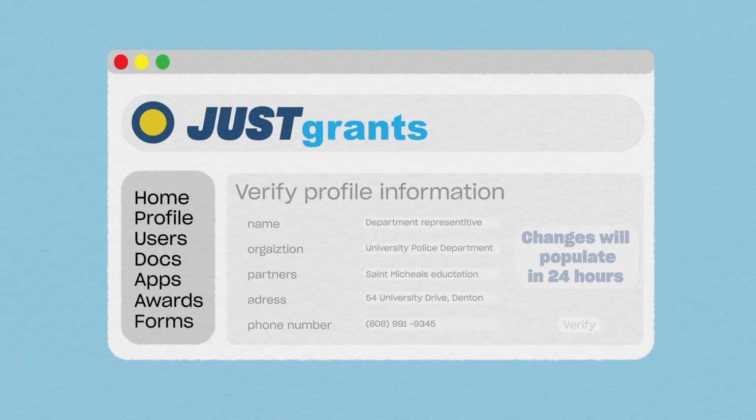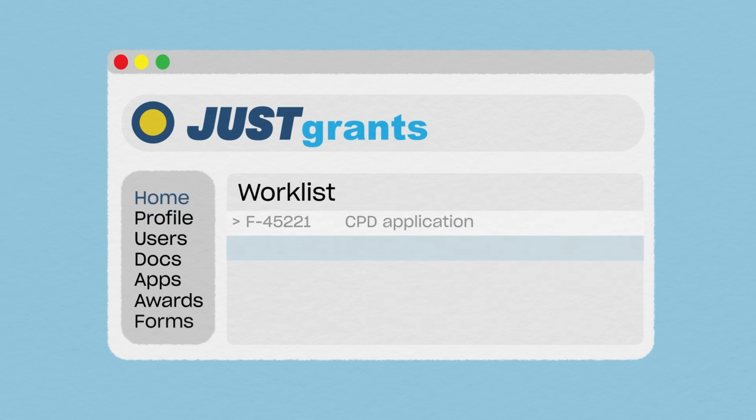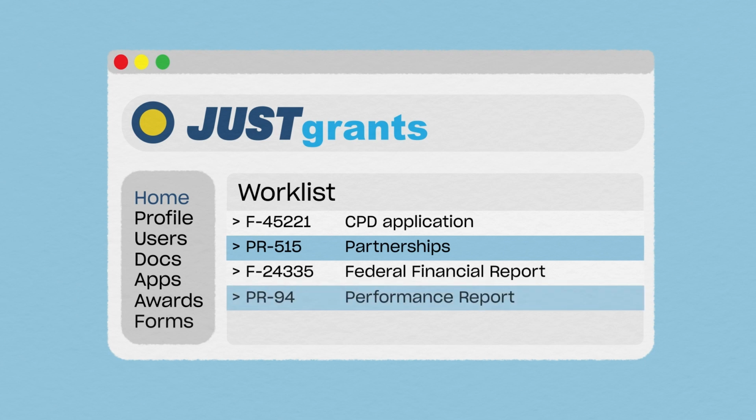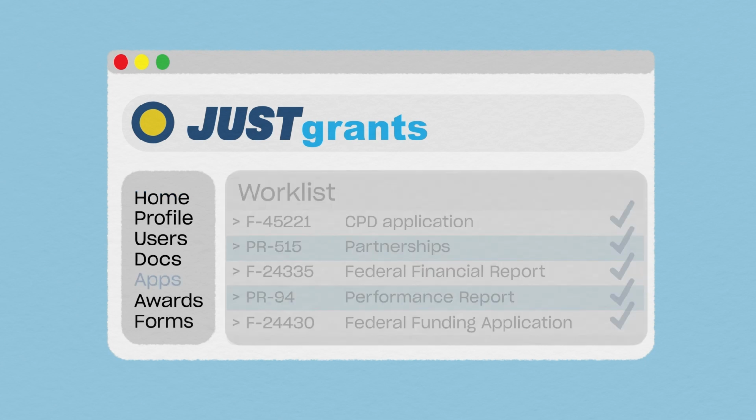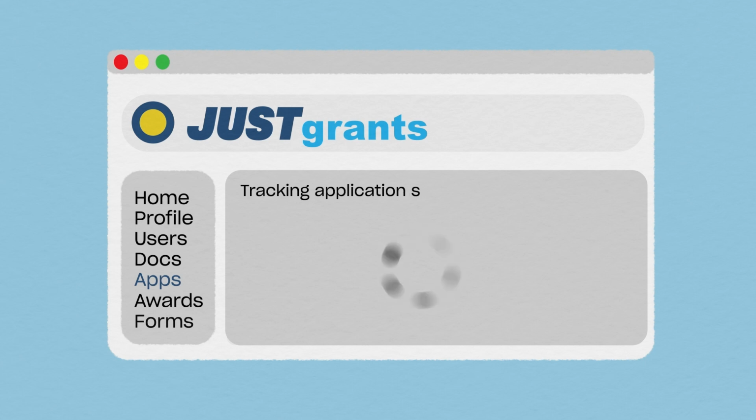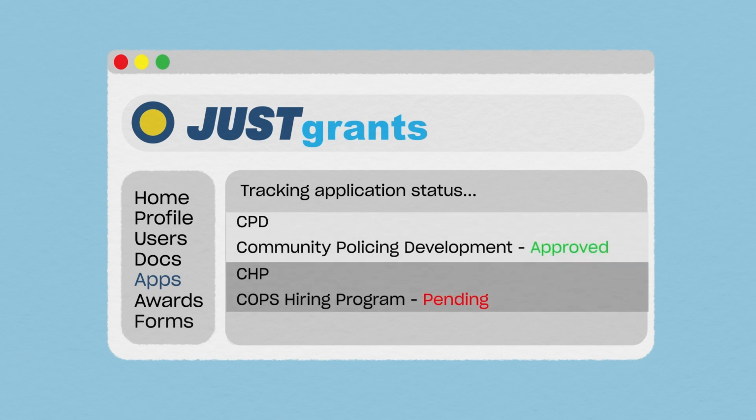Now that your Just Grants account is set up, complete and submit the application and required documents, which you will find in your work list. Once all aspects of your application are submitted, you'll be able to track the status in your Just Grants account. If you are successfully granted funding toward your community policing program, it's time to take action.